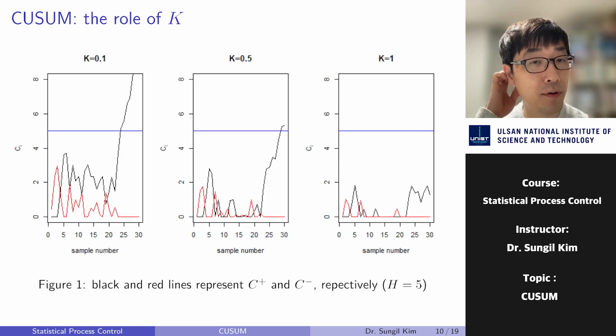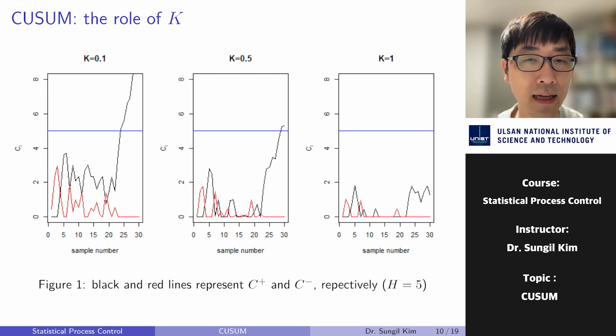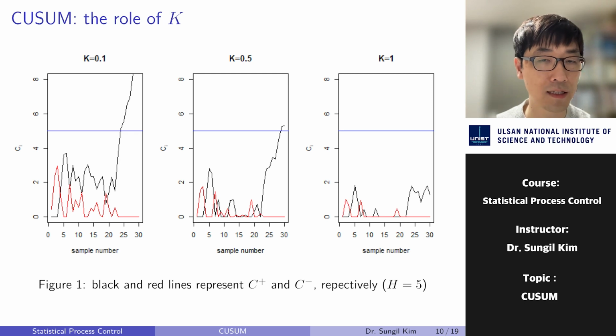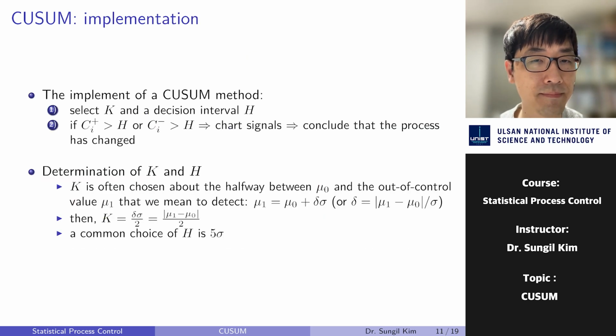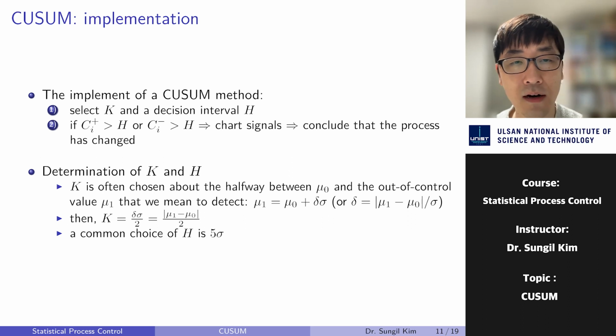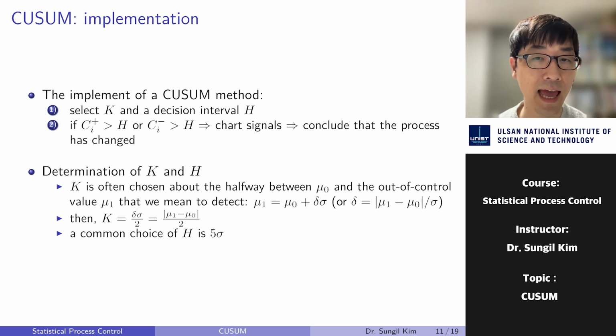This figure compares both upper and lower QSUM statistics with different values of K. As the figures show, as K increases, more fluctuations disappear. The QSUM chart can be simply implemented in two steps. First, select K and a decision interval H. Then if either the upper QSUM statistic or the lower QSUM statistic is greater than H, the chart gives a signal, which means that the process has changed.